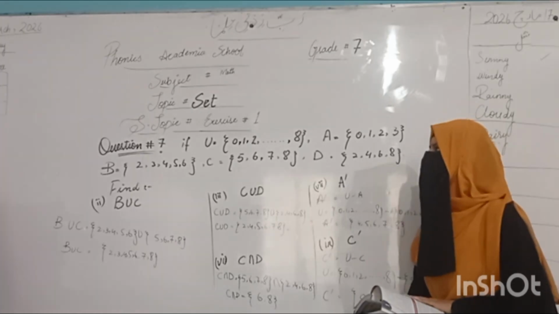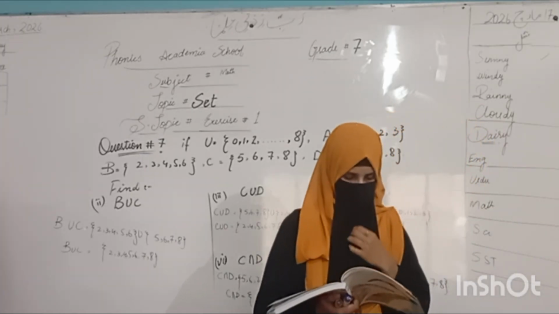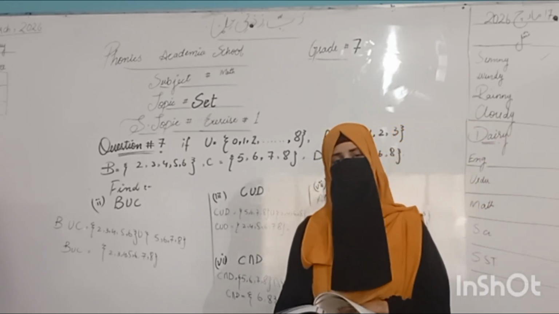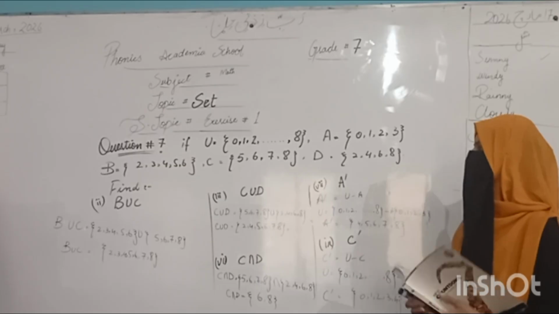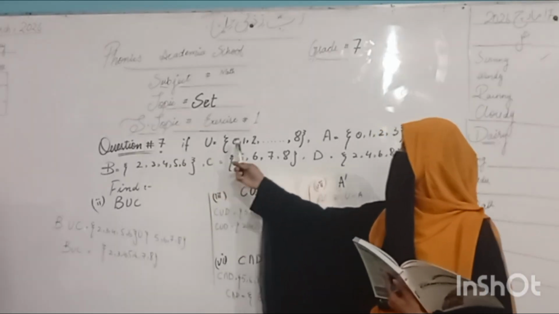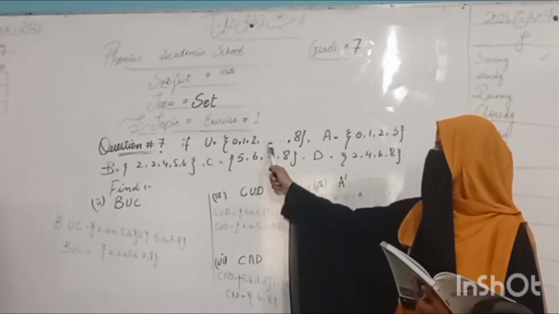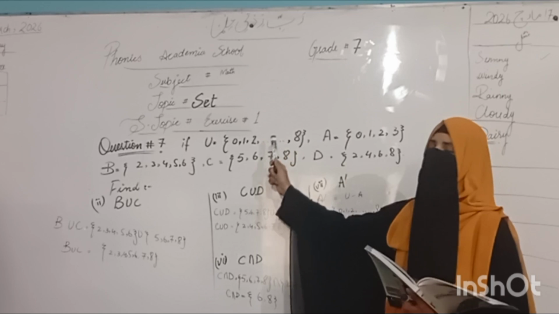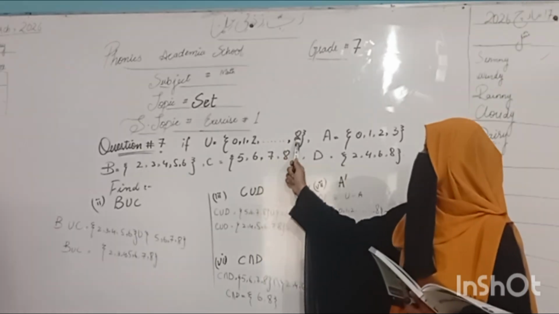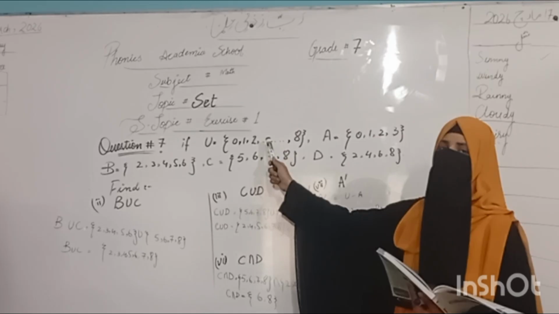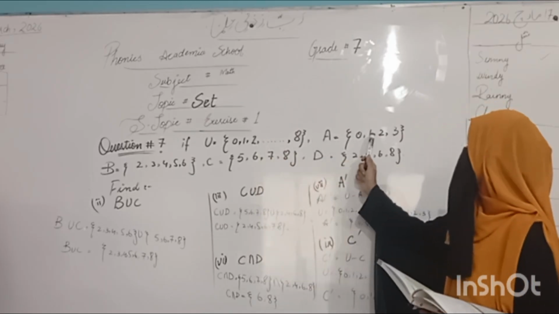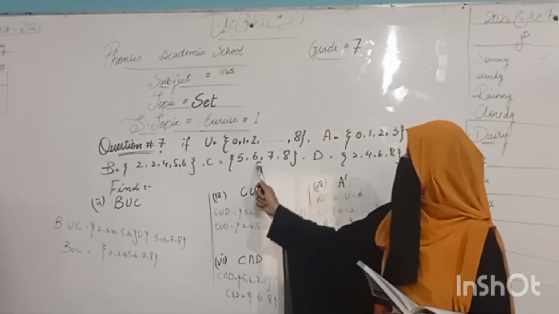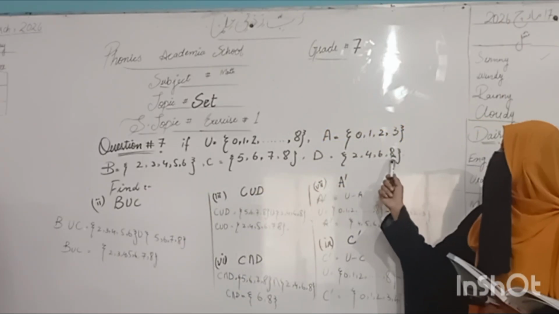So students, now open your book page number 14, in which you have Unit number 1, Sets, Exercise number 1. We have to do question number 7 with your book. Open your notebook also. Question number 7 is: if U is equal to 0, 1, 2, 3 continue and so on, that means 3, 4, 5, 6, 7 will also be present here. If they say continue to the last digit, it means all numbers between will also be present. A is equal to 0, 1, 2, 3. B is equal to 2, 3, 4, 5, 6. C is equal to 5, 6, 7, 8 and D is equal to 2, 4, 6, 8.